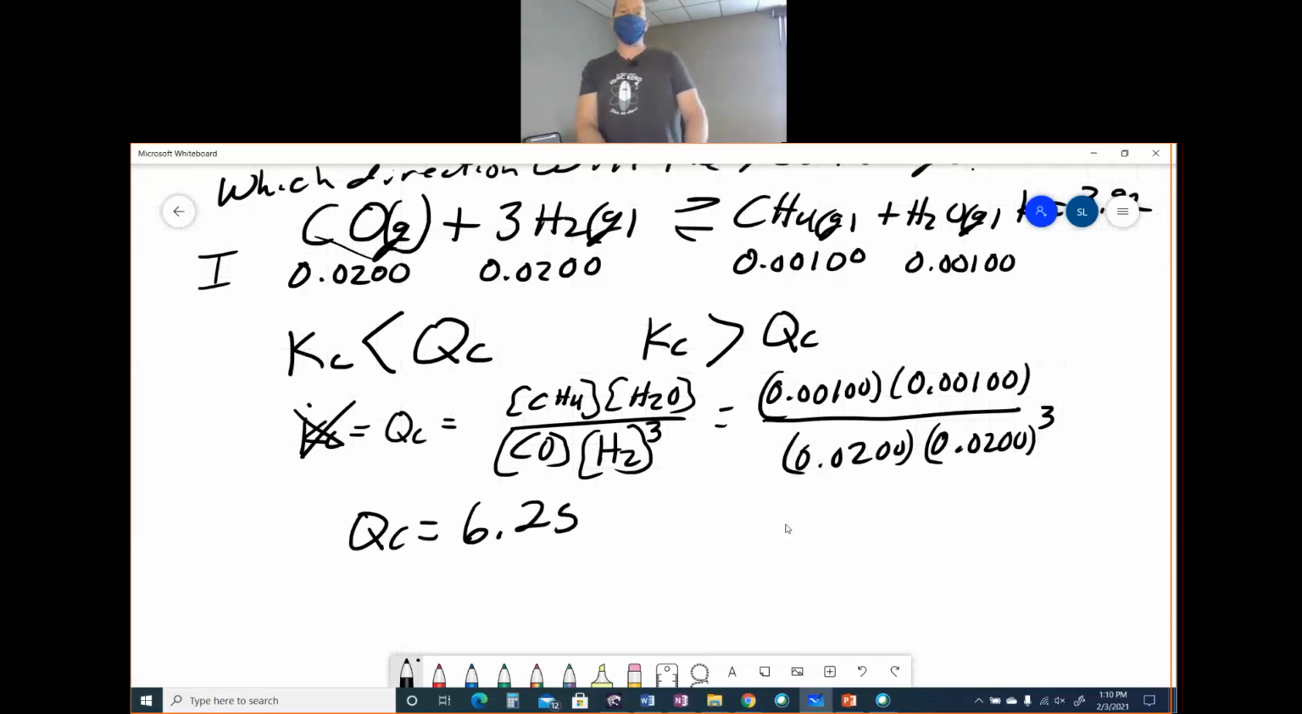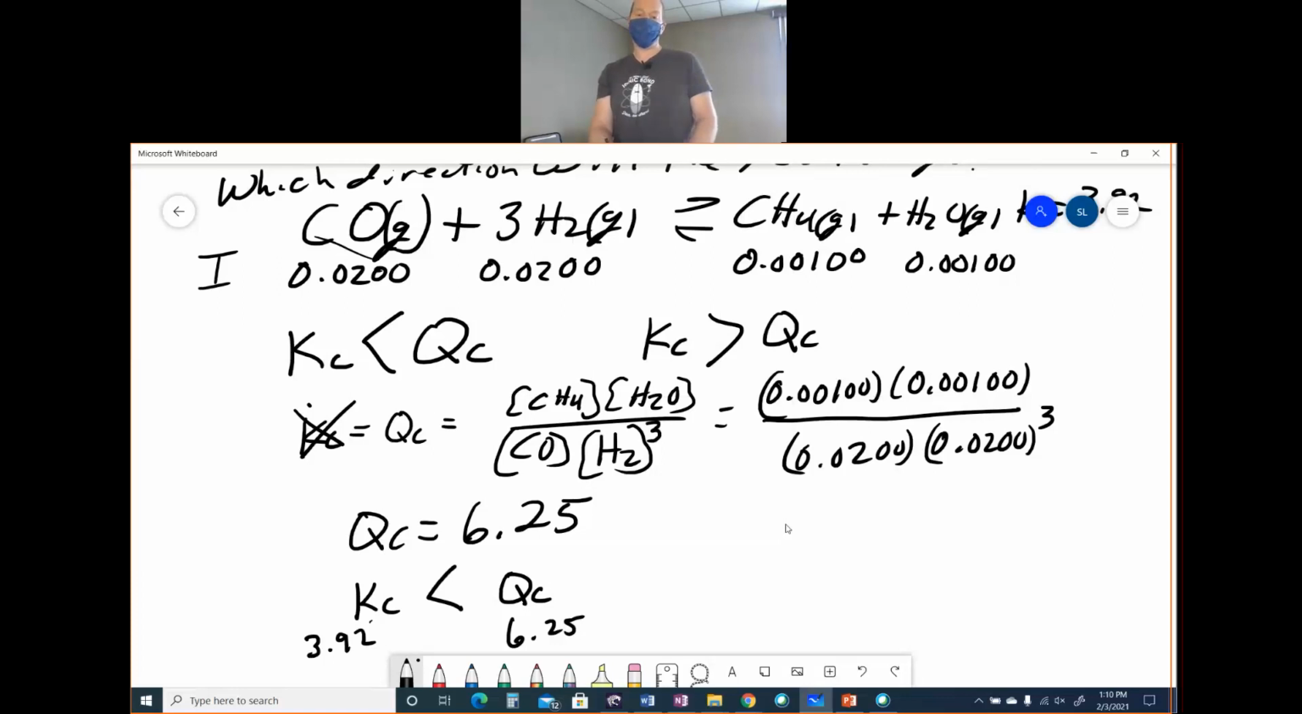All right, so again, you're going to compare it. If you write the Kc first and the Qc next, and then you put in your correct less than or greater than arrow. So Kc is given, 3.92. Qc is calculated. We just calculated it, 6.25. And we see that 3.92 is less than 6.25. So you see that the less than arrow points to the left. And yes, it's going to go to the left.